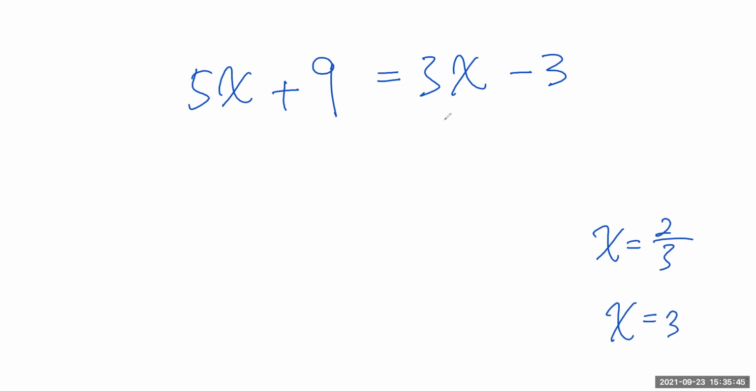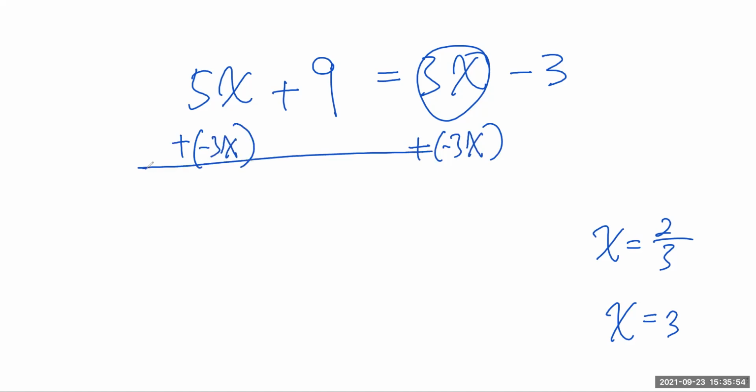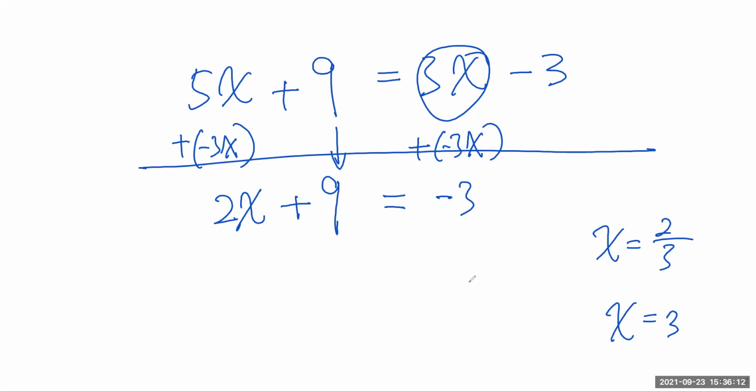Now, first thing we got rid of this, right? So plus negative 3x, and this side plus negative 3x. So what do we have now on this side? 2x. Don't forget that. Yep. And on this side the 9 is still there. That remains. Good. And on this side is negative 3, because 3x, we take them out, right?